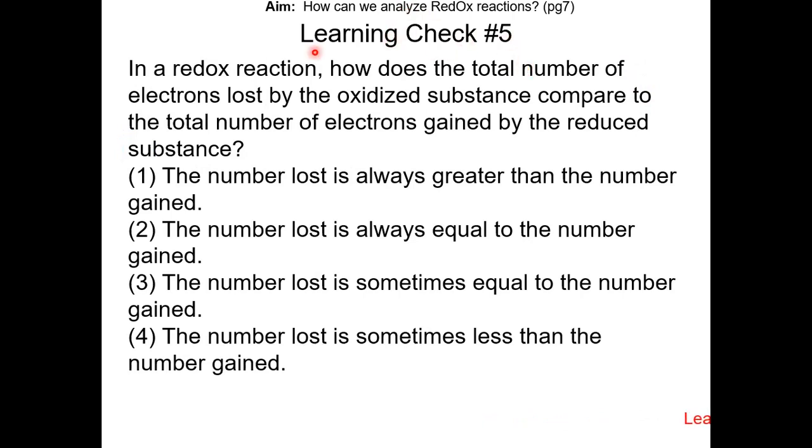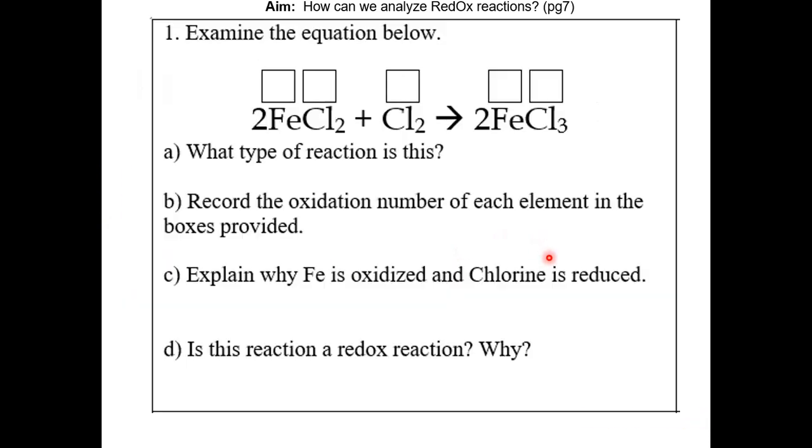Learning check number 5. In a redox reaction, how does the total number of electrons lost by the oxidized substance compare to the total number of electrons gained by the reduced substance? Pause the video and resume when completed. The answer is choice 2. The number lost is always equal to the number gained.